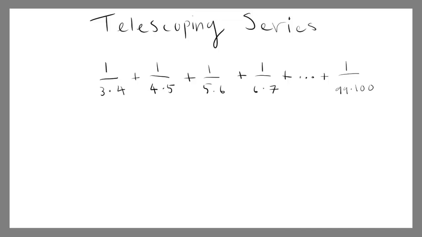The second thing we need to realize is that the denominator is not just one number. In fact, it's two numbers being multiplied together, and another special thing is that of the two numbers, one is one integer value greater than the other. So 4 is 1 greater than 3, 5 is 1 greater than 4, and so on.